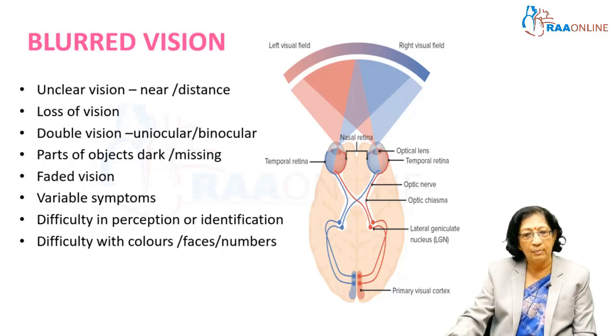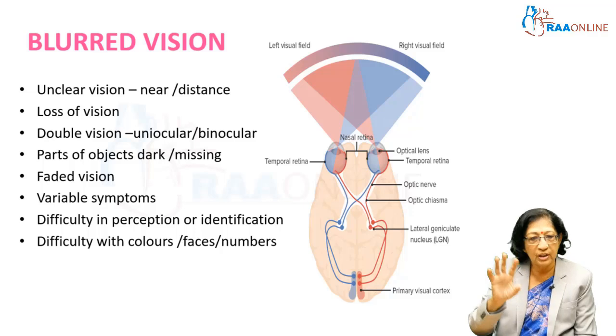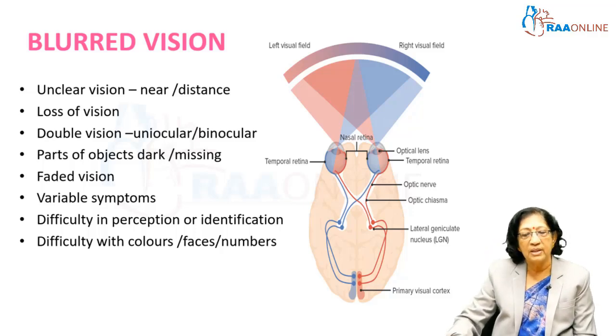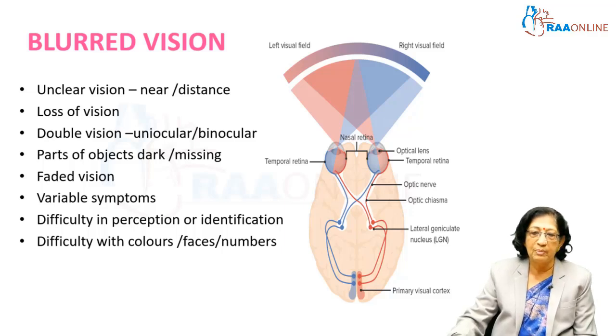Sometimes the disturbance in vision can be where parts of an object are missing. I am seeing something, but one part of it I am not able to see. Sometimes it appears as if the whole thing is faded, the color has run out, as if it is a red color, it looks like a faded red color. And sometimes symptoms are so variable they are not able to tell it. They see some bright spots and then it goes away.